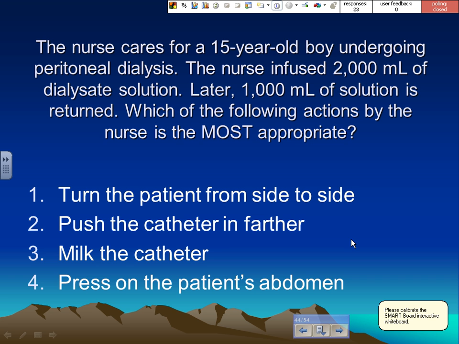Push the catheter in farther, absolutely not. That can cause peritonitis. You're introducing bacteria into the patient's abdomen. Milking the catheter, we know that it's patent, so it's a rare thing that it's going to clog off after 1,000 mLs have come out. So milking it isn't probably going to be the best thing. Pressing on the patient's abdomen isn't really going to help. You've got to shift his position. So the least invasive first is oftentimes the best choice.